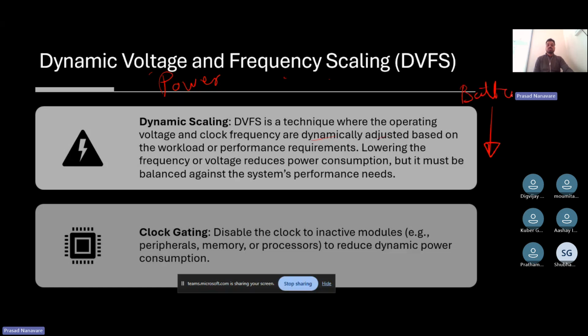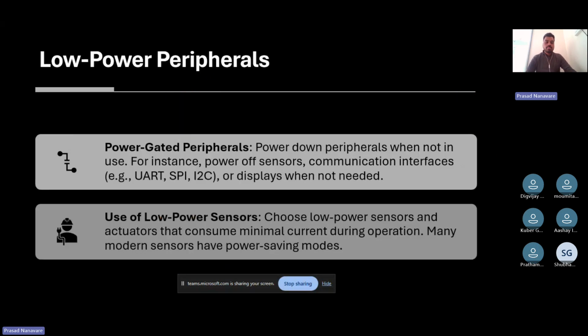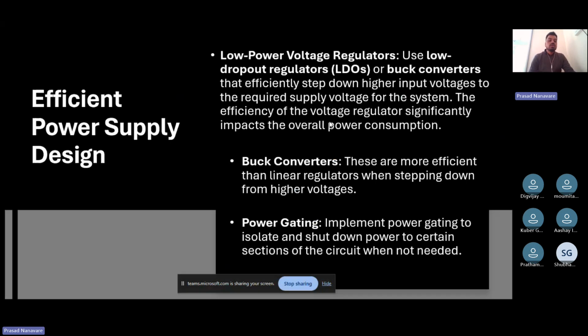Since these systems are deployed in the field and they're mostly battery operated, clock gating is to be done, and low power peripherals. So consider peripherals that are low in power consumption. Then power efficient power supply design.